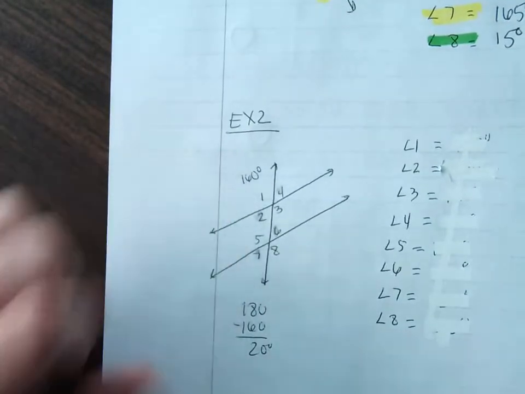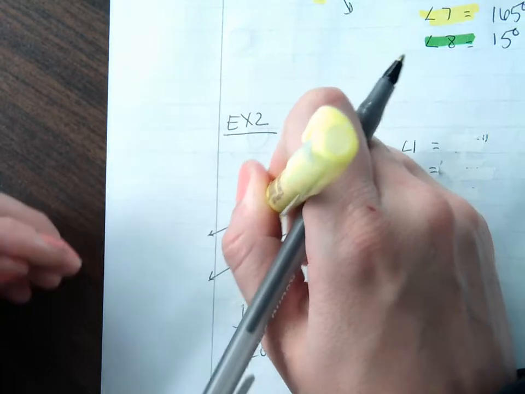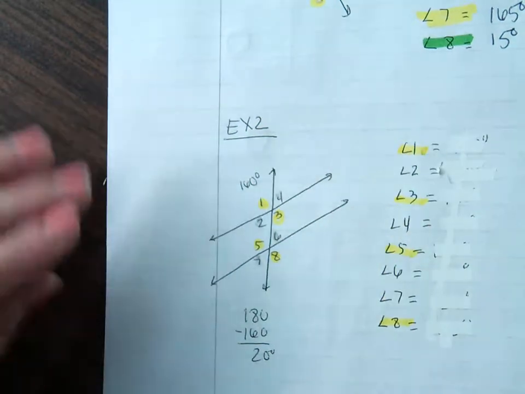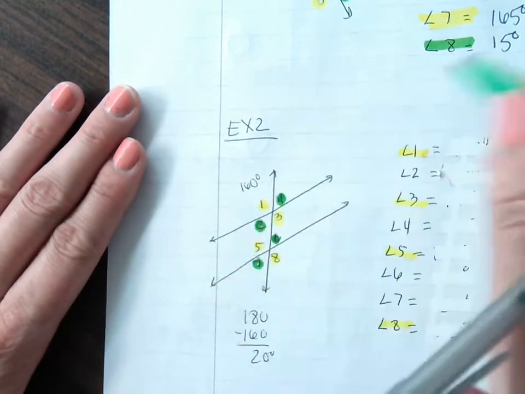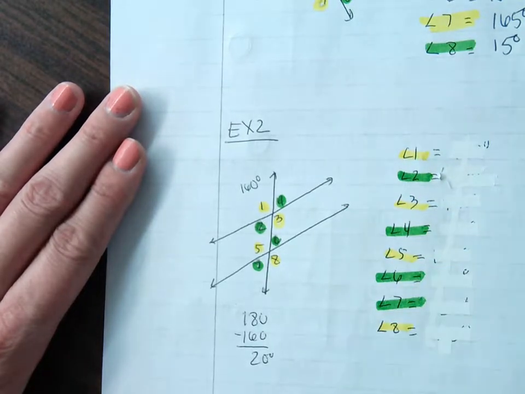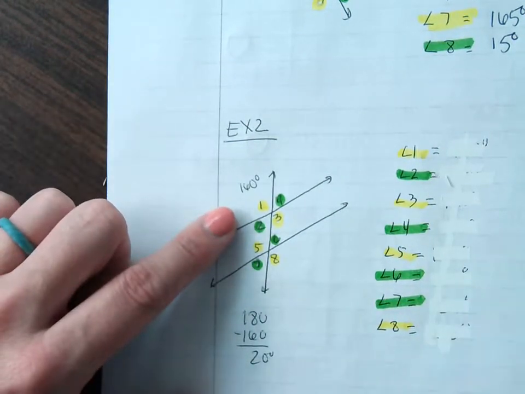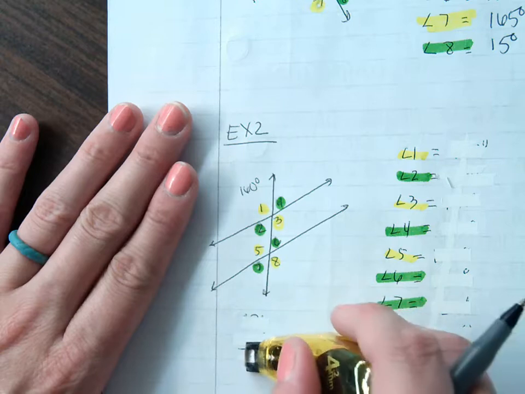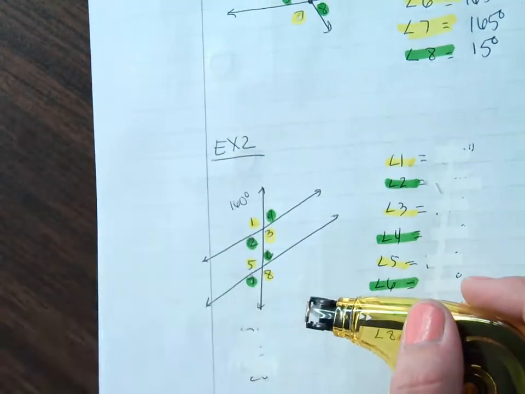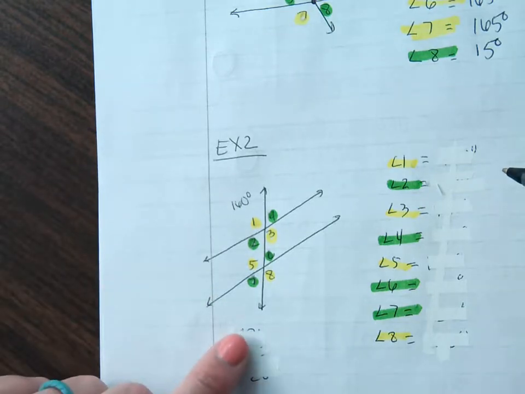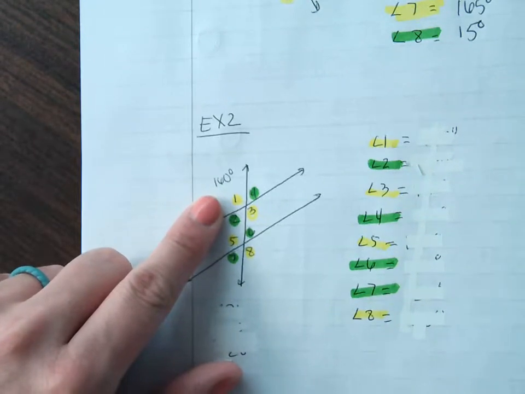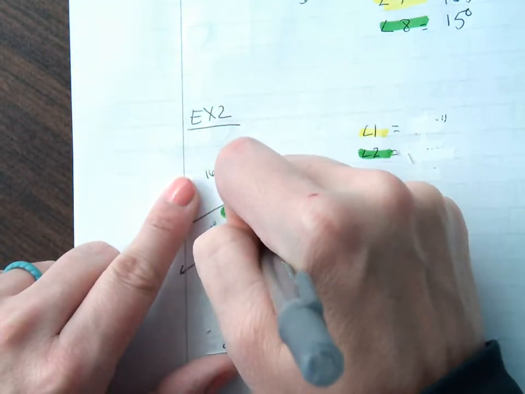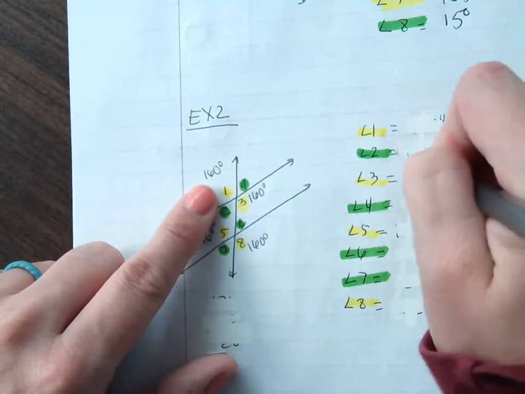Alright, example 2. Again, I'm going to color code because I like to see the visual. So 1, 3, 5, and 8. 4, 2, 6, and 7. Alright, so we know that the measure of angle 1 is 160 degrees. Since these are all equivalent, we know that all of these are 160 degrees.